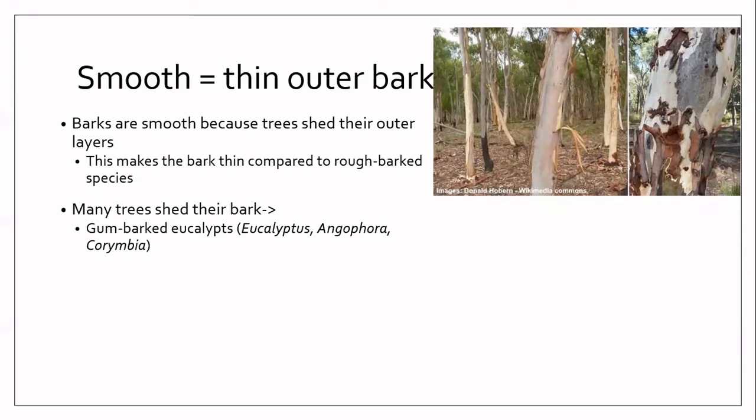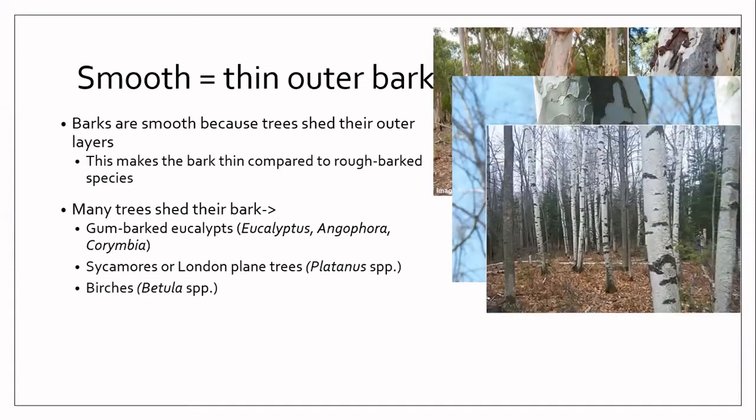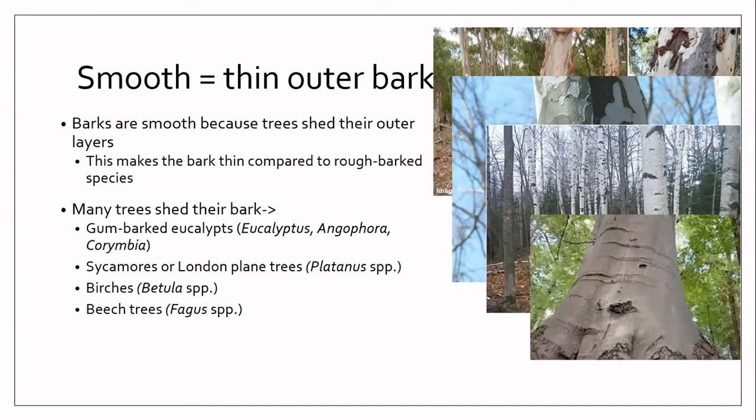So smooth bark tends to mean thin outer bark. The reason for this is smooth bark is formed by shedding these outer layers, which inherently means the outer bark is thinner compared to a rough bark tree just generally. So a lot of trees do this. The gum barks do this, and sycamores, London plane trees do this, birches, and then beech trees also.